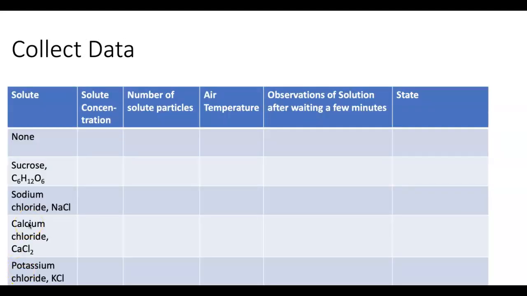Here's a sample data table that I made for you to use. You might need multiple ones of these or add some more rows down here. This is all that will fit on this screen, and we're going to begin looking at our solute concentration, the number of our solute particles, the air temperature, waiting just a couple of minutes to observe the solution after changing the air temperature, and then what state it is in. After a couple of moments, the air temperature and the solution temperature will be the same.